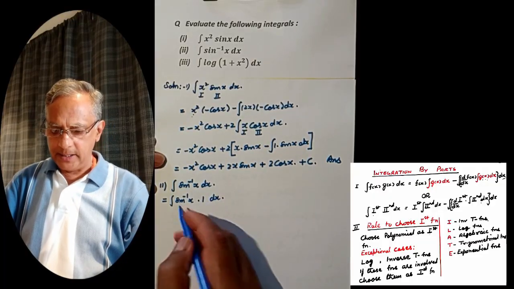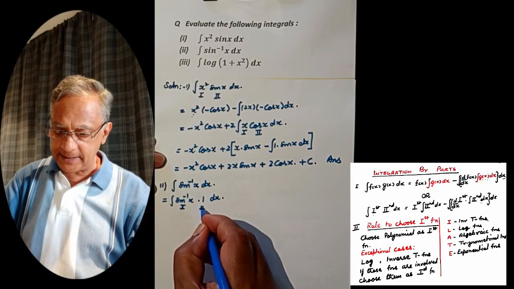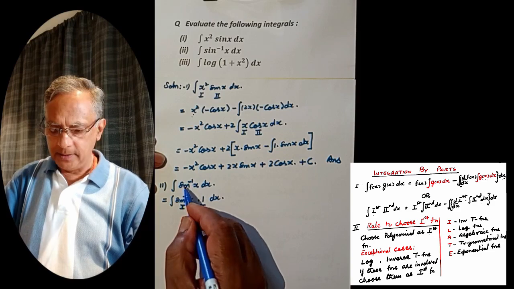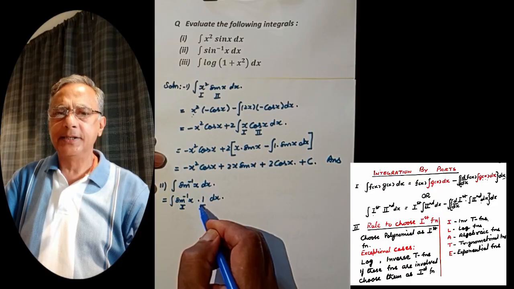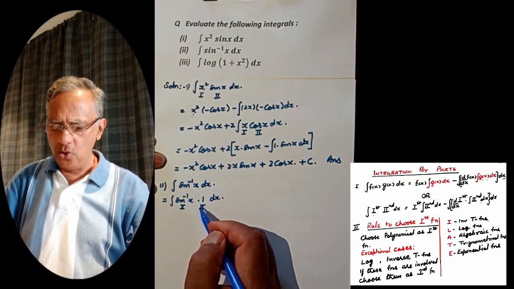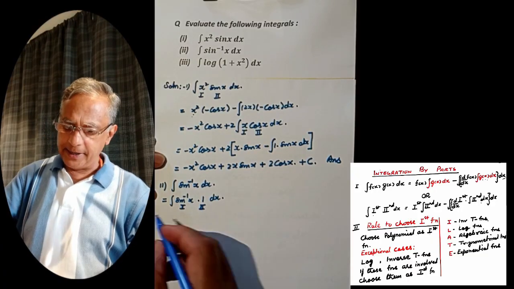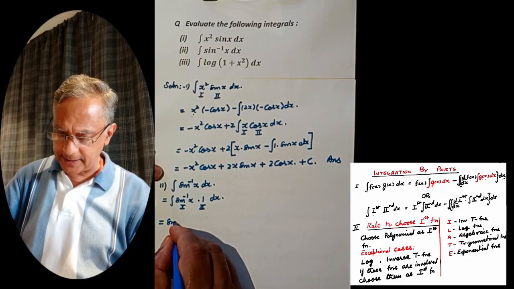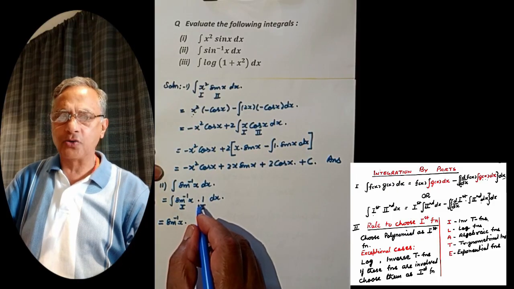This is very important. Take this as first function and 1 will be taken as a second function. If it is say x sine inverse x, then we will take sine inverse x as first function and x as a second. But here we have only 1, sine inverse x into 1. So we will take 1 as a second function and integrate by parts. So this will be equal to first function, that is sine inverse x, into integral of second.